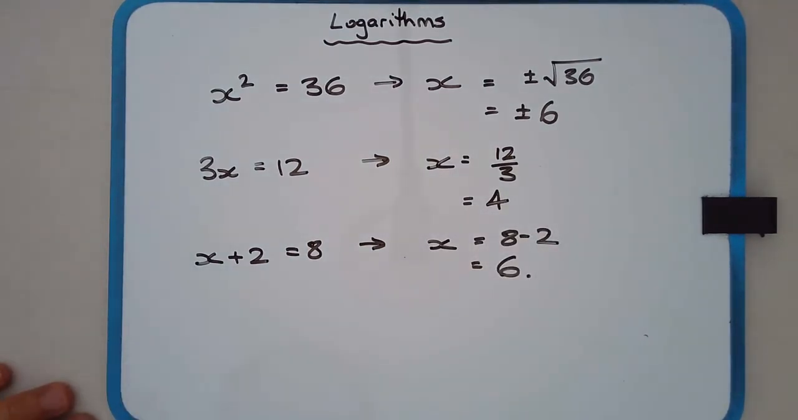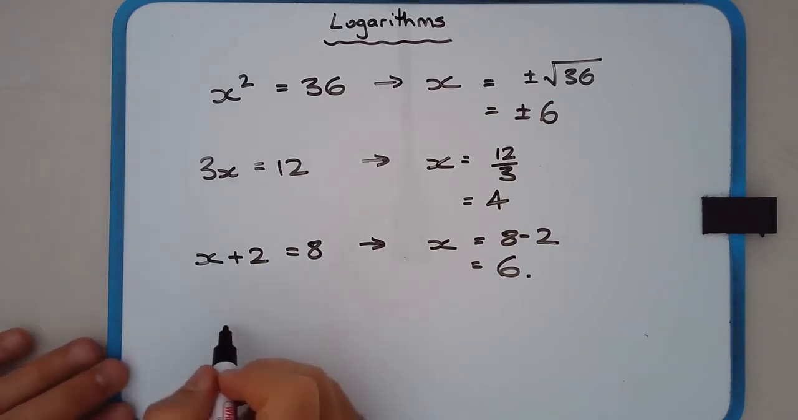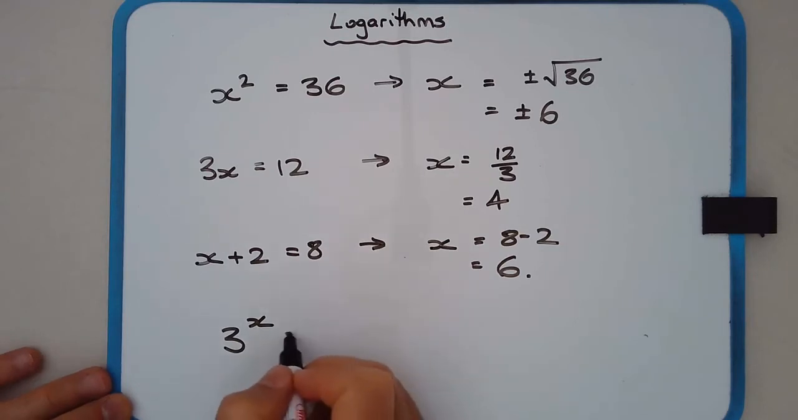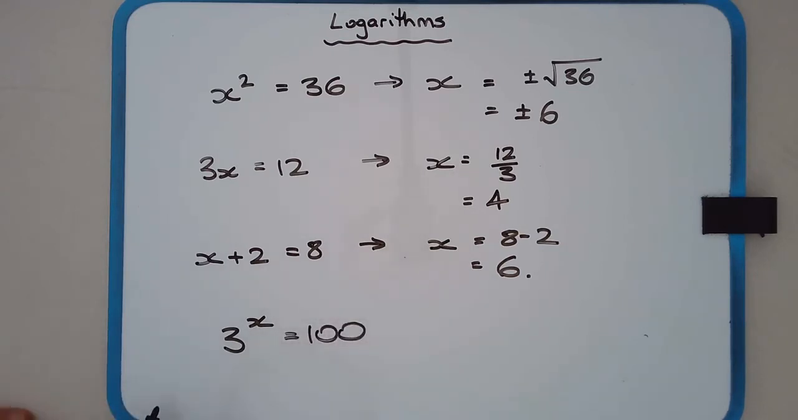What if though we had an equation like this? For example, 3 to the power of x is equal to 100. How would we make x the subject of the formula? In fact, how would we solve an equation like this? Have a think about that for a moment. This is probably the first time you have seen an equation where the index is unknown, and we need to somehow find a way to make x the subject of the formula.